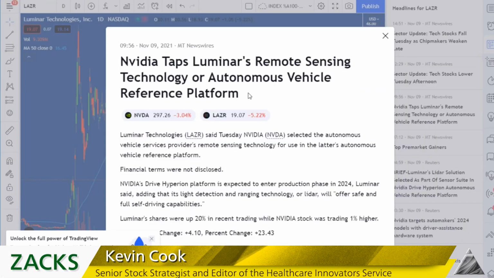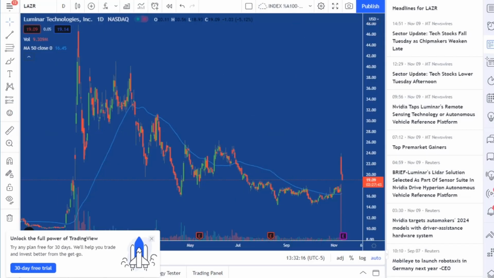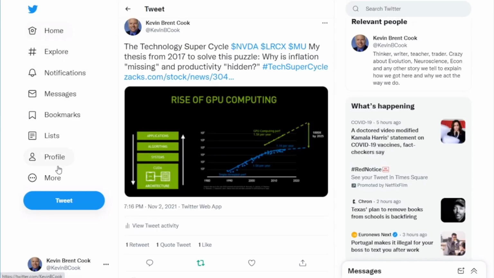NVIDIA taps Luminar's remote sensing technology. It's LiDAR, light detection and ranging, for NVIDIA's going full stack on autonomous driving. Before, they were letting the auto OEMs pick and choose their sensor networks. But NVIDIA decided, hey, we want all the sensor guys, whether it's LiDAR or cameras or whatever, to make sure they work with our chips and our software. And so that's basically the big shout of approval.